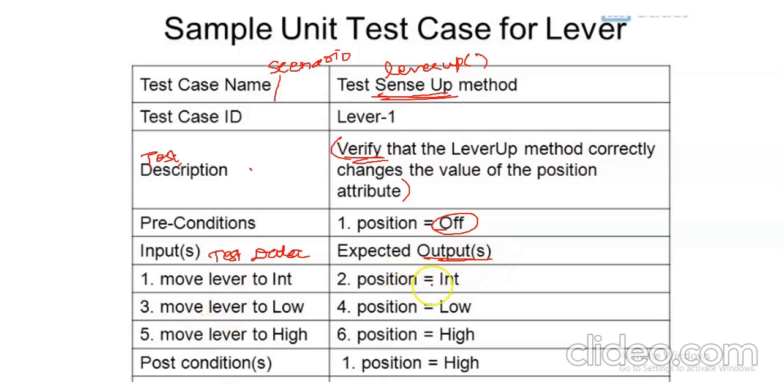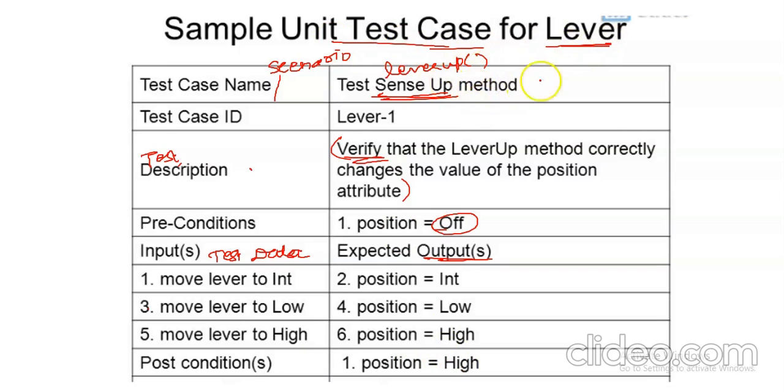Okay, next. Now my lever is in int, the intermittent state. Step 3, moving the lever to low. The next state is low, so position will be low. Finally, last, moving the lever to high, my position is high. So there are only 4 possibilities: off, int, low and high. We have done, no more steps. Finally, the post condition is position equal to high. So this is my sample test case for lever.